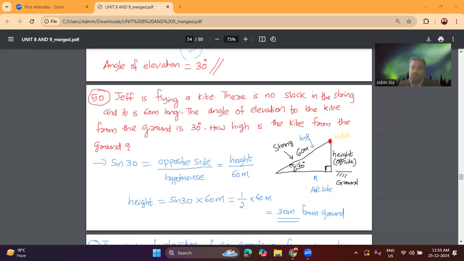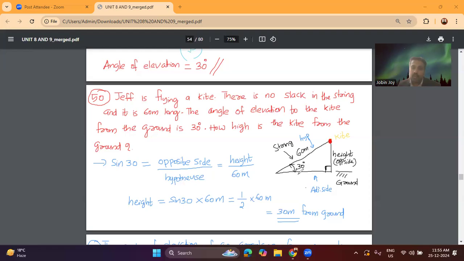The angle of elevation to the kite from the ground. So this is the ground. From the ground to the kite, this angle is called the angle of elevation. That is given, it's 30 degree. So angle of elevation means the angle made by the horizontal. For example, here the kite is at the top, and one point of the string is at the bottom on the ground. So the angle of elevation from the ground to the kite will be 30 degree.